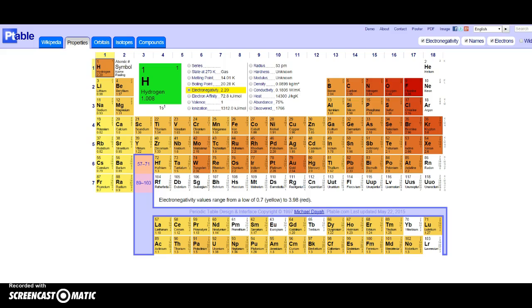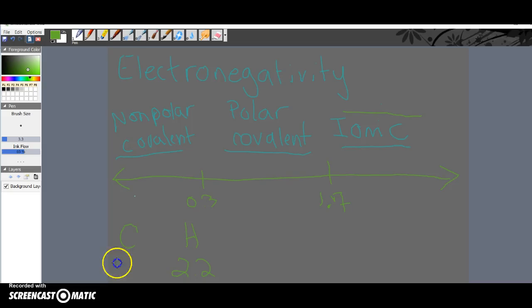And then I'm going to go back to it and find the electronegativity for carbon, which I'm going to call 2.6. We're going to round these to the tenths place because that's what we're going to use in class. So carbon is 2.6. So to find the difference, I'm going to subtract. 2.6 minus 2.2 is equal to 0.4.